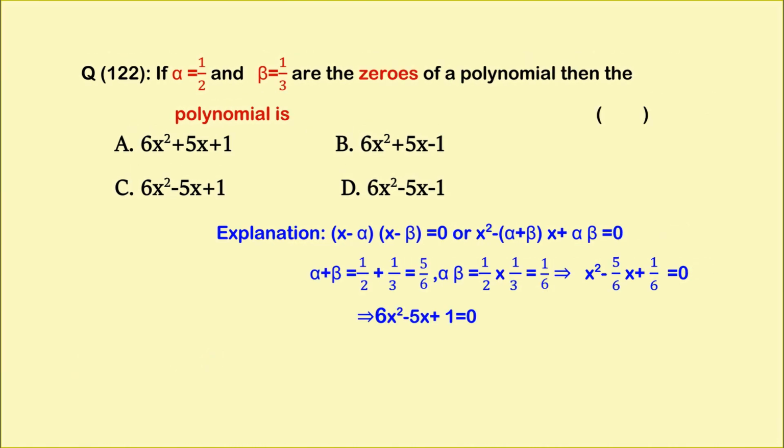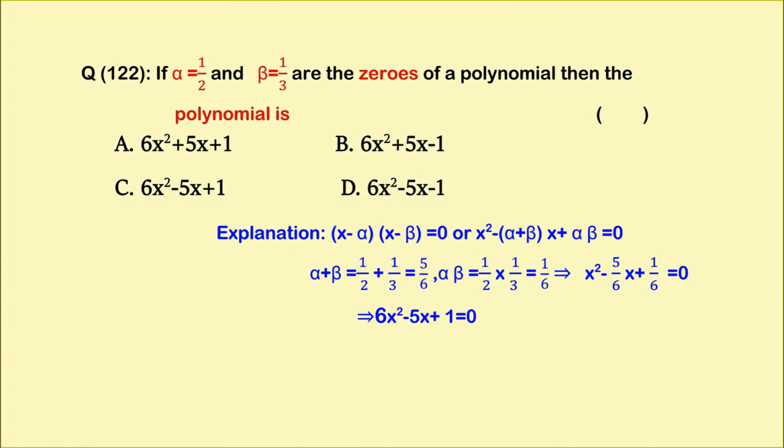Question number 122. If alpha is equal to 1 by 2 and beta is equal to 1 by 3 are the zeros of a polynomial, then the polynomial is. You can see in the explanation, the quadratic polynomial is written as x minus alpha into x minus beta is equal to 0, or x square minus alpha plus beta of x plus alpha into beta is equal to 0. Alpha is given 1 by 2 and beta is given 1 by 3. So alpha plus beta is 1 by 2 plus 1 by 3, that is nothing but 5 by 6.